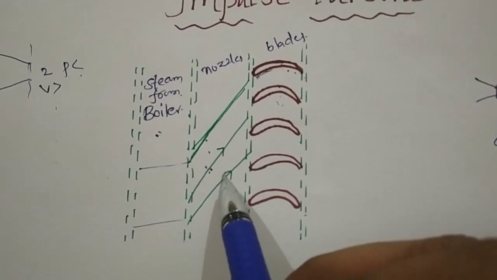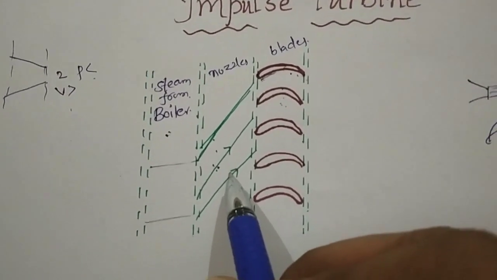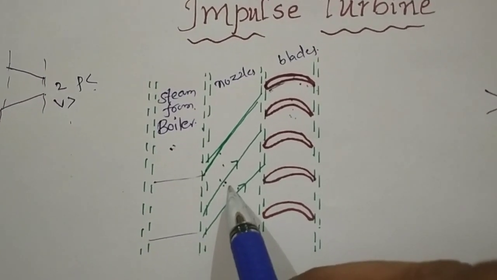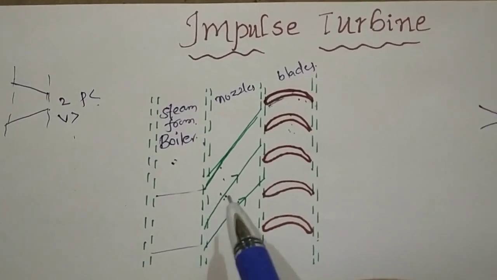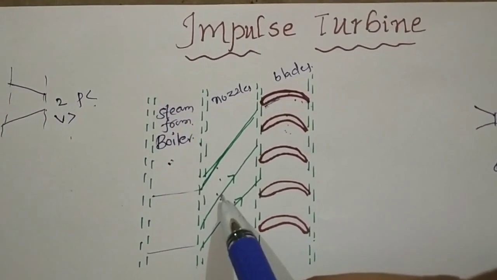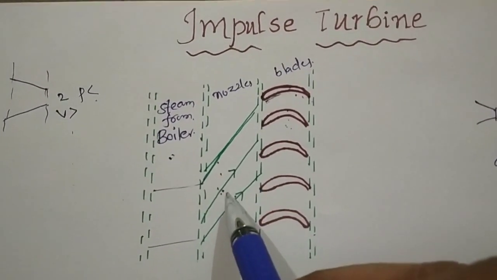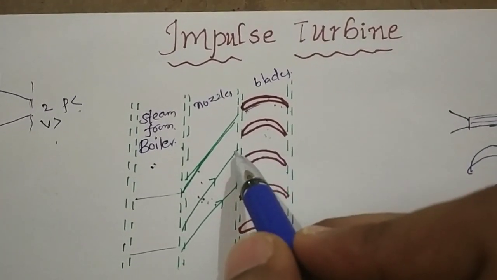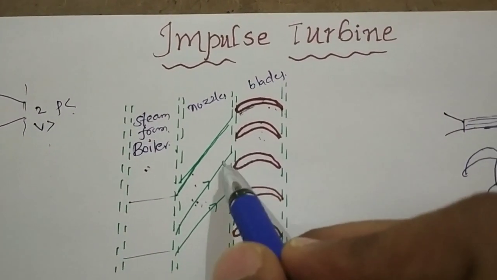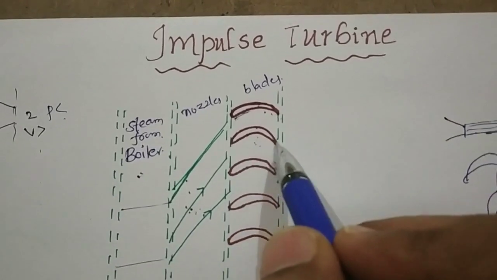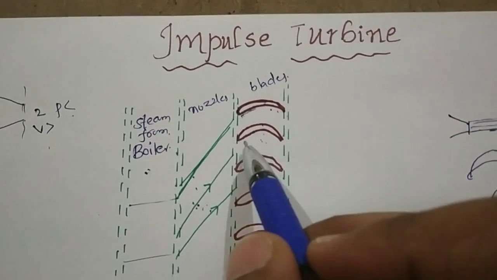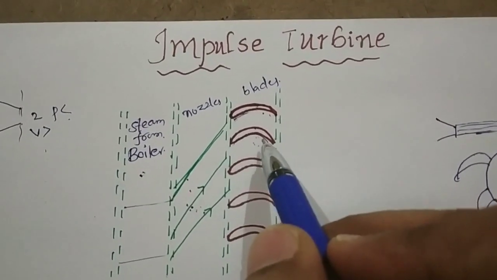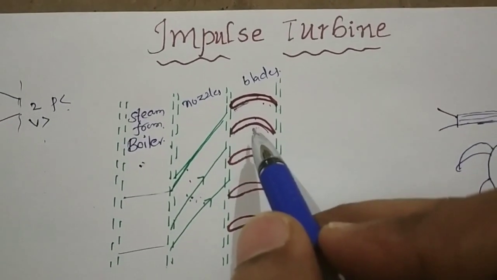When the steam enters into the nozzle, what will happen in the nozzle? The pressure will decrease and the velocity will increase. That means the pressure energy is converted into kinetic energy in the nozzle. Then the steam from the nozzle, at high velocity, enters into the blades. The blades are designed in such a way that the steam only glides over the blades without any shock.